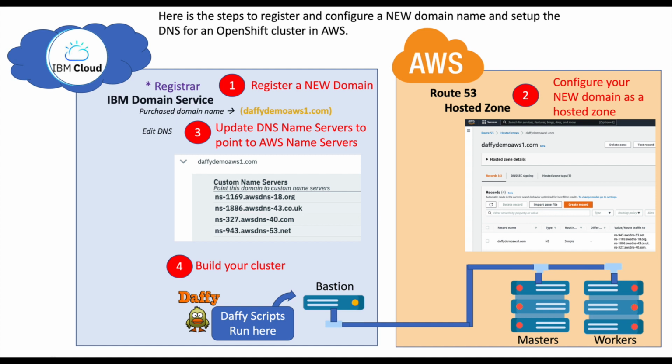Now, all I need to do is log back into IBM Cloud and update my domain to point to the AWS name servers. When my domain is requested from any computer on the internet, the request will now be routed to the AWS name servers for lookup.